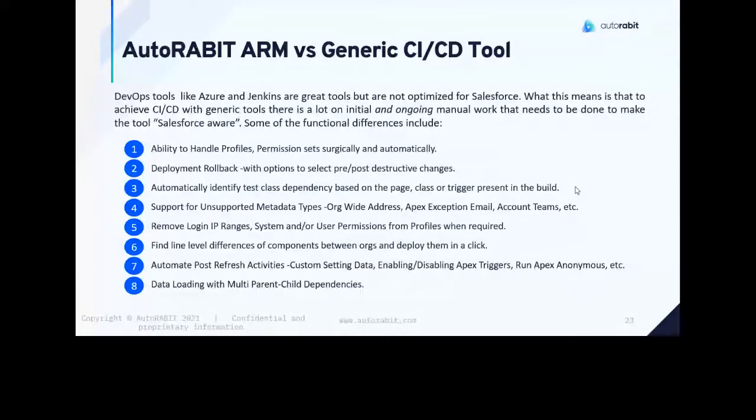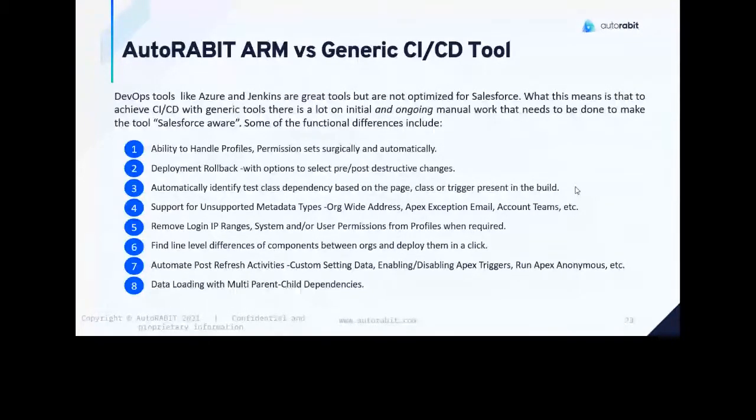Because we have the ability to handle profiles and permission sets surgically as well as automatically. Our platform can do deployment rollbacks with options to select pre or post destructive changes. We can automatically identify test class dependencies based on the pages, classes and triggers present in the build.